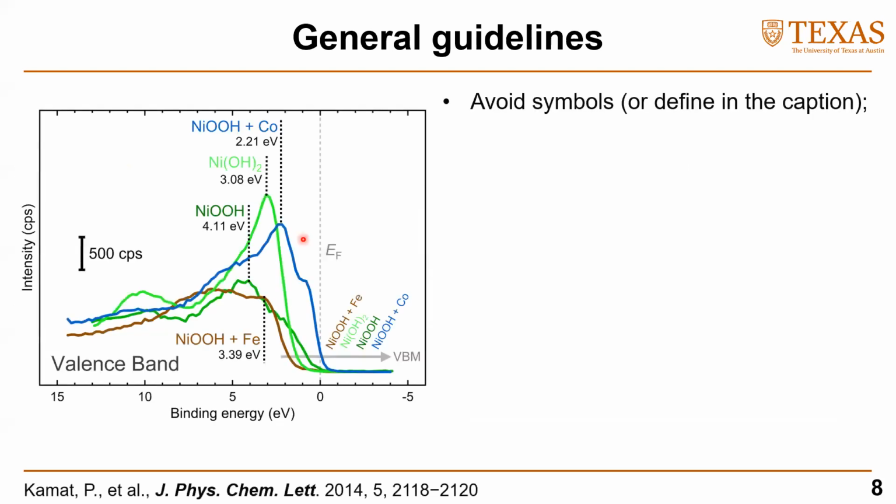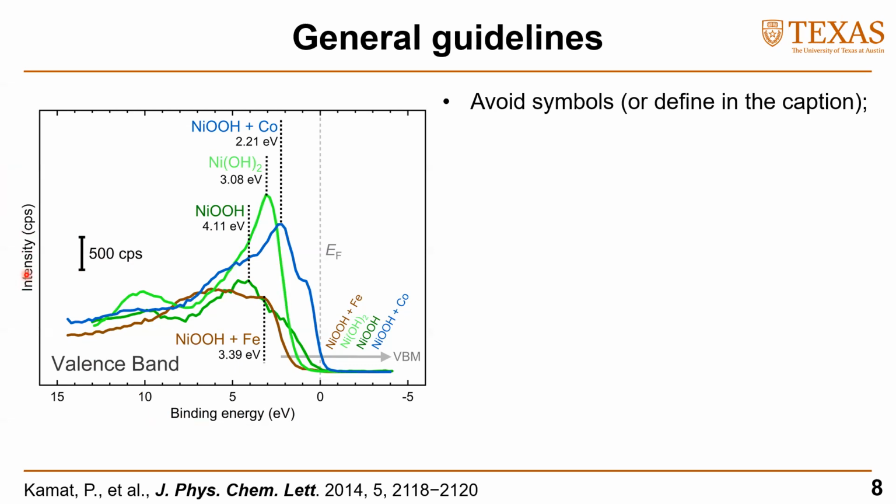Okay, more guidelines. Avoid symbols, or if you use them, define them in the figure caption. What I mean by avoiding symbols is, in the title or axis title, make sure you include the full name. Here, instead of adding a B, which for us represents the binding energy, someone who is not familiar with X-ray photoelectron spectroscopy won't know that B or BE refers to binding energy. So it's easier if you just write down binding energy. Okay, so it's better to do that.